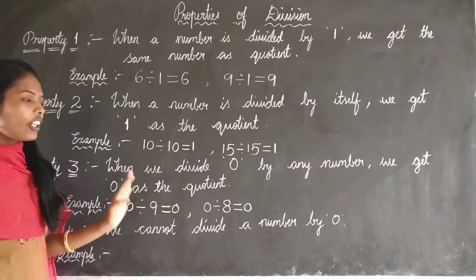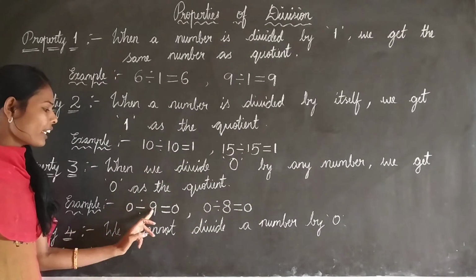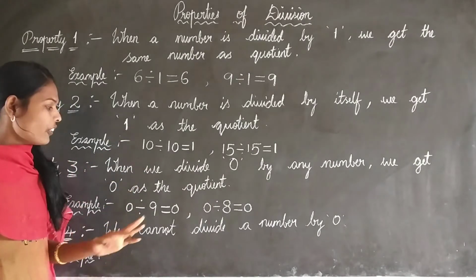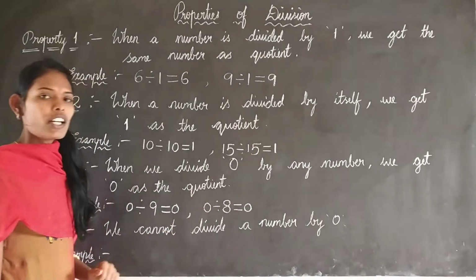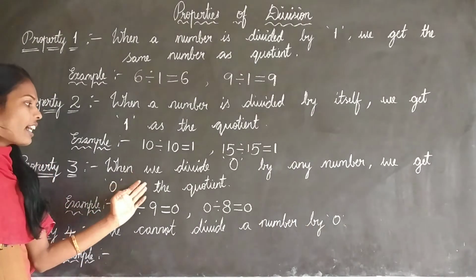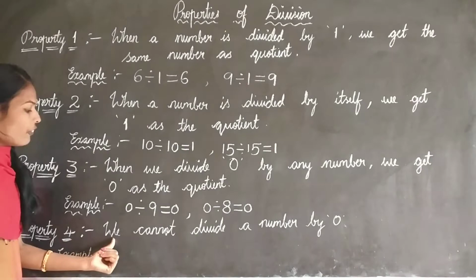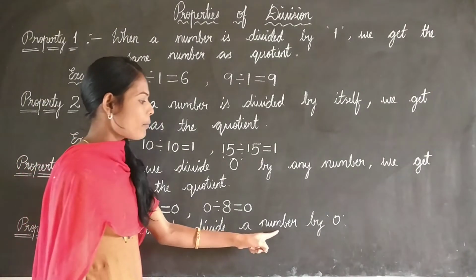Okay children, when we divide 0 by any number, we get 0 as the quotient. This is the third property. Let's see the fourth property. We cannot divide a number by 0.